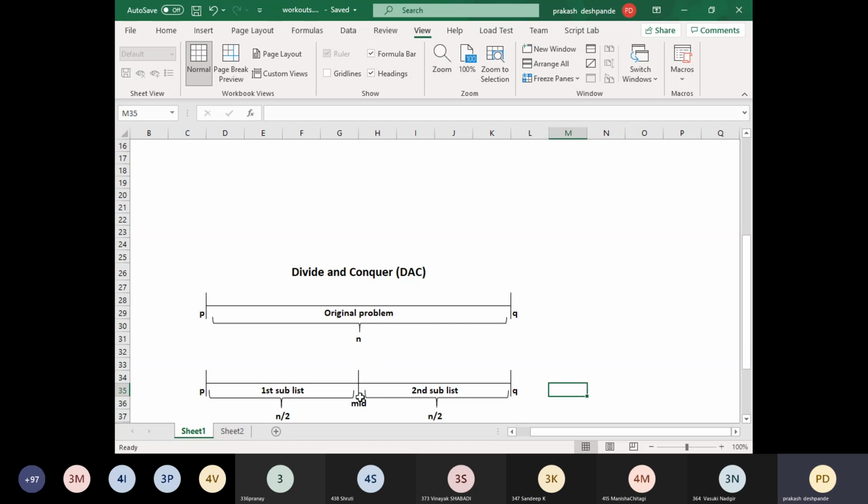Pay attention. The mid position can be retrieved as mid equals P plus Q divided by 2. Once we derive the mid position, we can make halves of that. The first one is from P to the mid position, which will give me n divided by 2 numbers, that is half of the elements. The next position is mid plus 1. So from mid plus 1 to Q, I will get one more subset, which I can call the second subset. Again, there I will have n divided by 2 numbers.